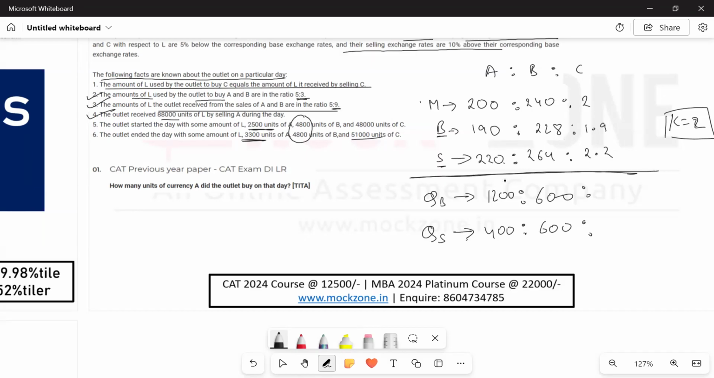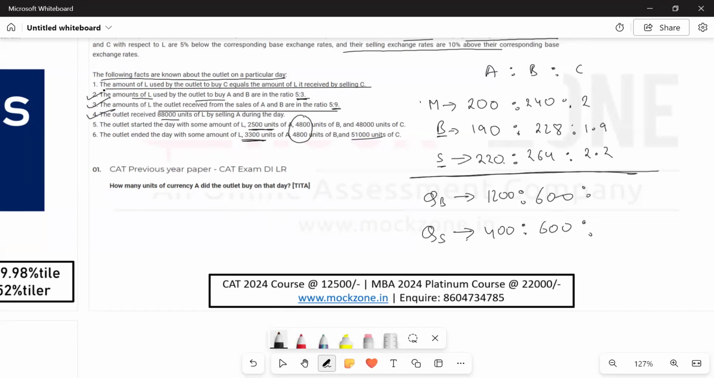And this, yeah, so we have basically added 10% in 200, 10% in 240 and 10% in 220 and subtracted 5% to get the buy values. So we have found out the value of k, all of it. The value of k was 2, we have worked it out. Now what was it saying next?